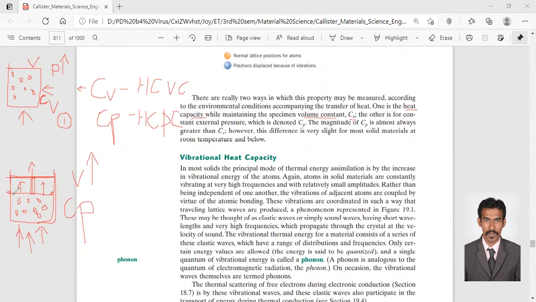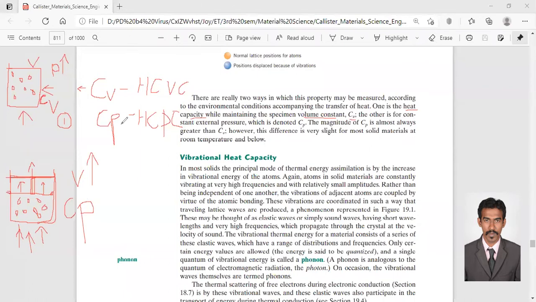But the pressure is constant. Why? The lid is allowed to move freely. If there is excess pressure, it can move up. If the pressure is low, it can move down, so it can keep the pressure constant. This would be the setup of the constant pressure heat capacity, and this is how it works.